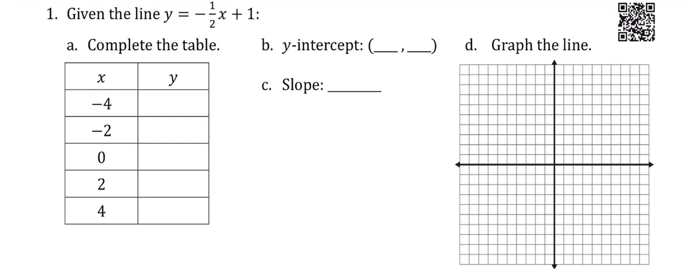So let's start by graphing this line by taking the x values, putting them in for the x right here, and then figuring out what the y value will be, and then we'll plot those ordered pairs. Okay, so let's get started.